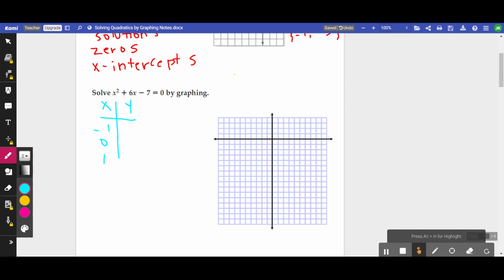Just remember, when you sub the -1 in, you'll put it in parentheses before you square it, because it's a negative number you're squaring. I'll put it in parentheses there too, just to make it easier. If you square the -1, -1 times -1 would be 1. Then 6 times -1 would be -6. So 1 plus -6 would be -5, and then -5 minus 7 will be -12.